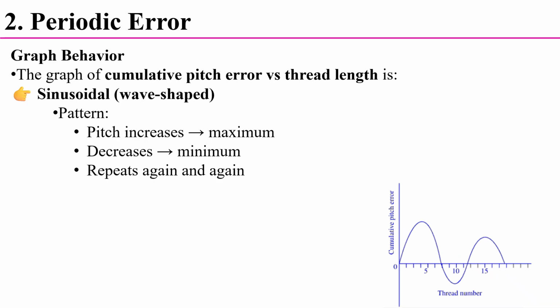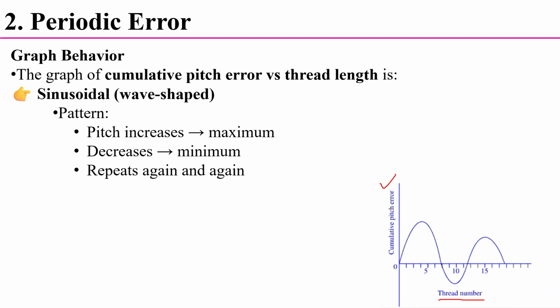So how do we represent this periodic error in the graph sheet? We have to represent a graph of the cumulative error versus thread length. Schematically, here we are representing this periodic error. On the y-axis we are representing the cumulative pitch error, and on the x-axis we are representing the thread length.